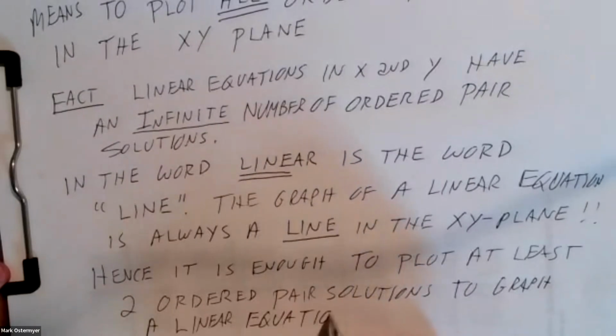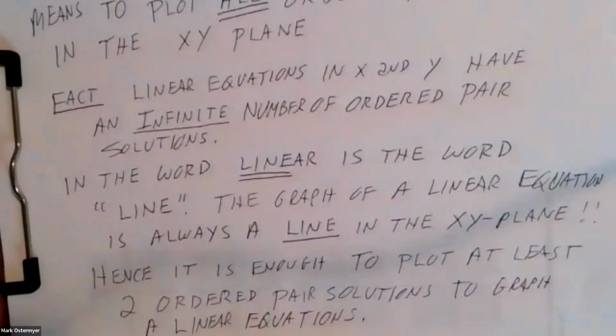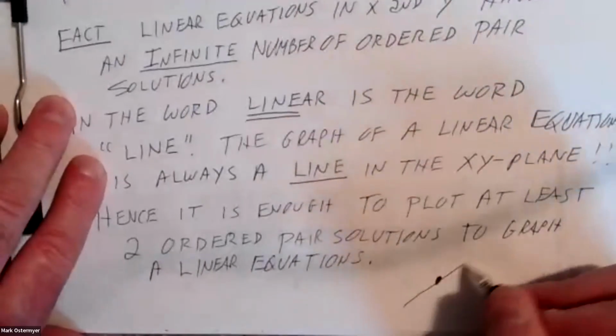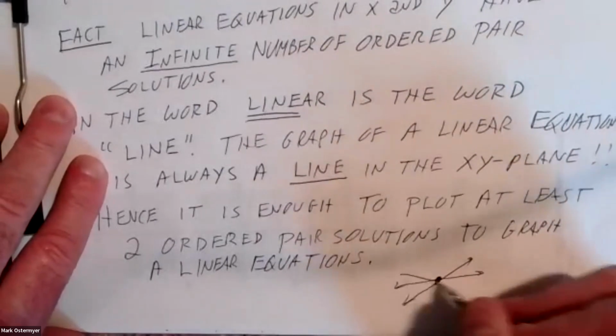Because think about it, ladies and gentlemen, bare minimum, how many points do you have to plot in the XY plane to determine a unique line? Well, to determine a unique line in the plane, we have to plot bare minimum 2 points, at least 2 points. 1 point's not good enough, because if you only plot 1 point, there's an infinite number of lines that can go through 1 point. Infinite number.